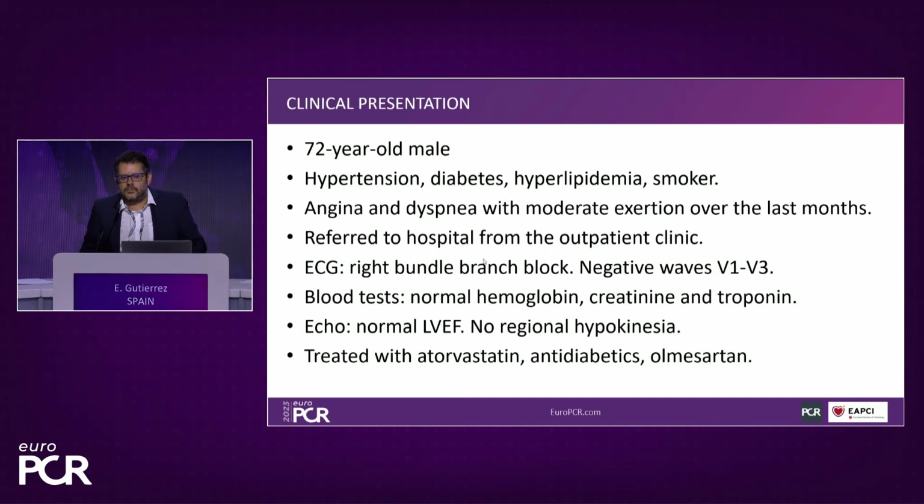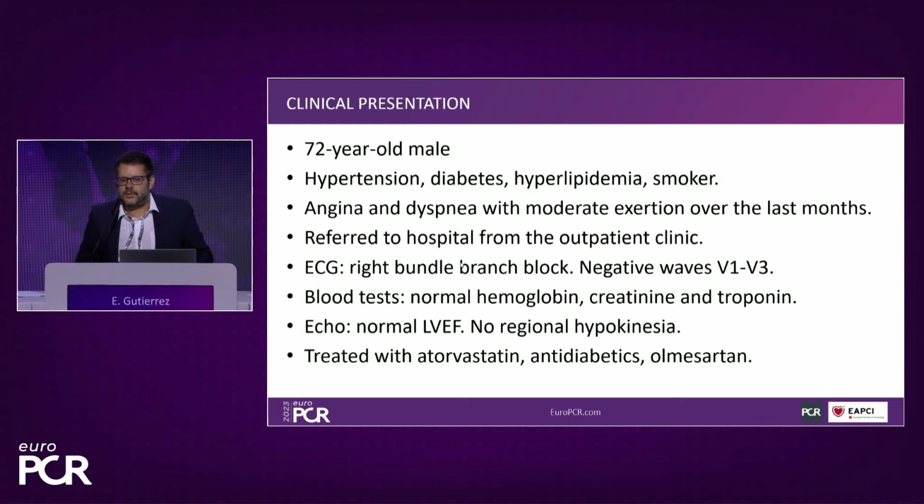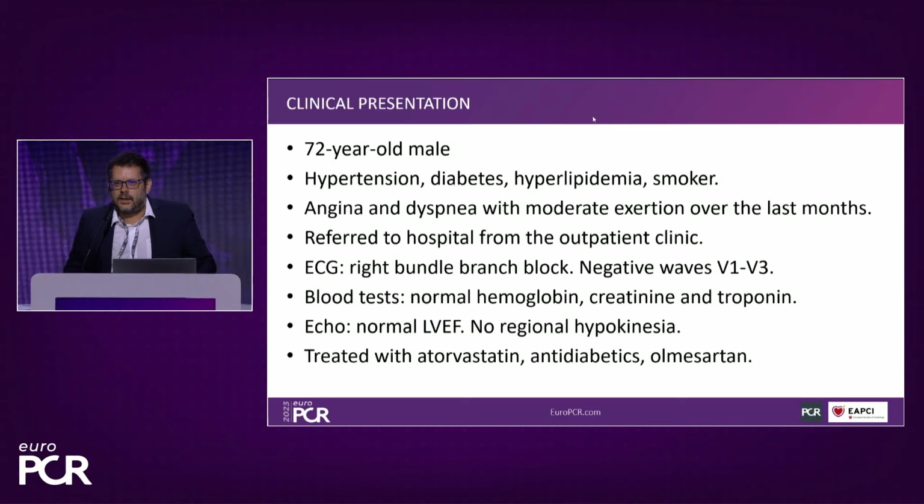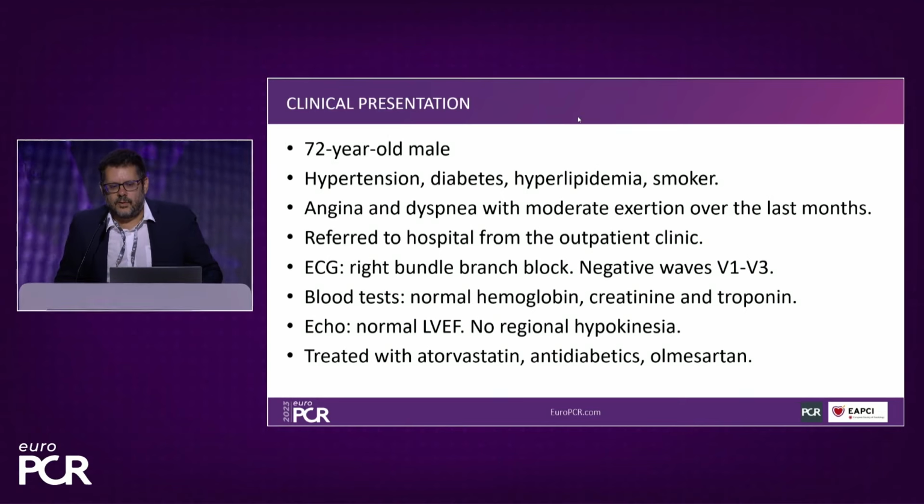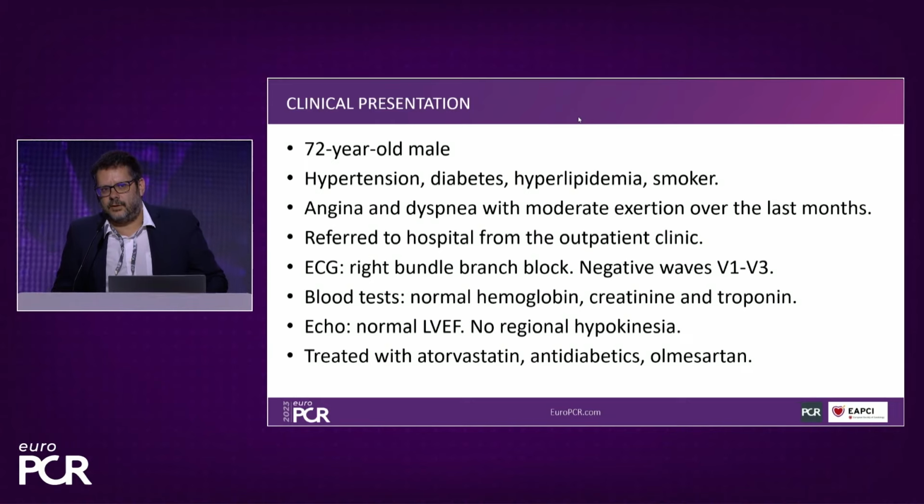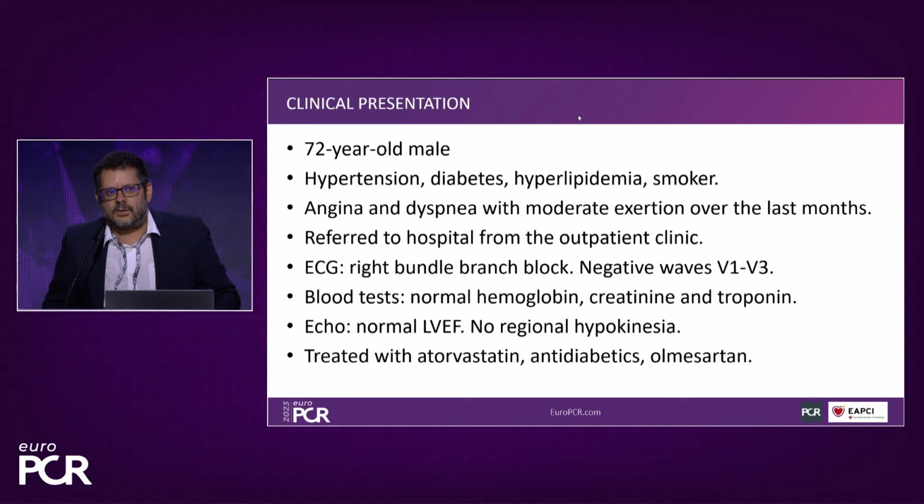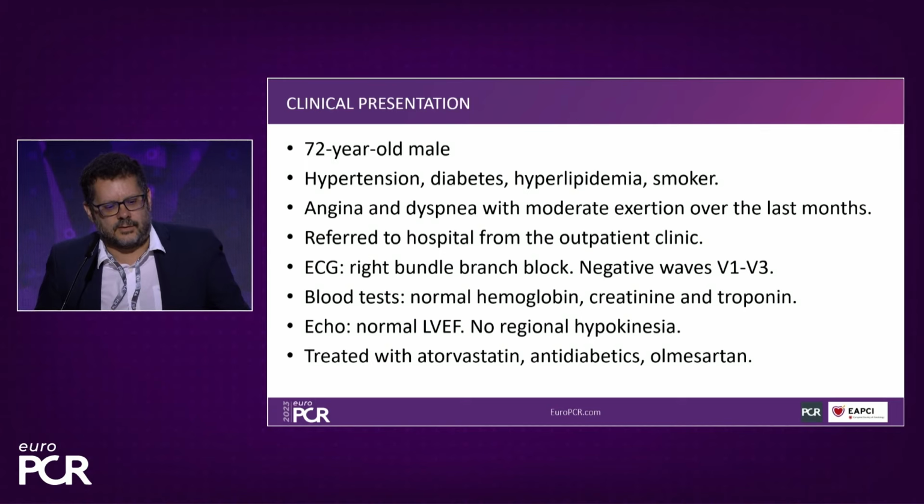This is a 72-year-old male. He has all the cardiovascular risk factors: hypertension, diabetes, hyperlipidemia, and he's an active smoker. He presented with angina and dyspnea on moderate exertion over the last months. He was referred to the outpatient clinic, but because the angina seemed to be quite severe, he was then referred to the emergency department for an urgent catheterization.